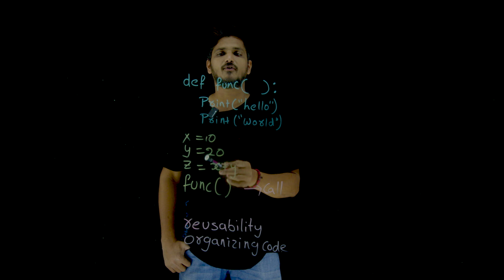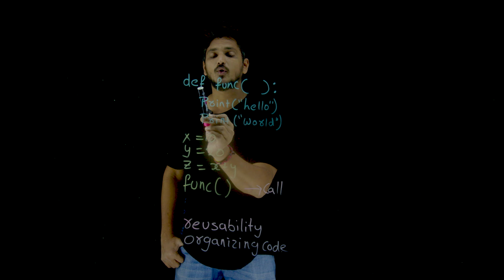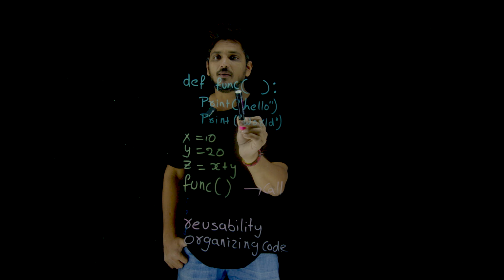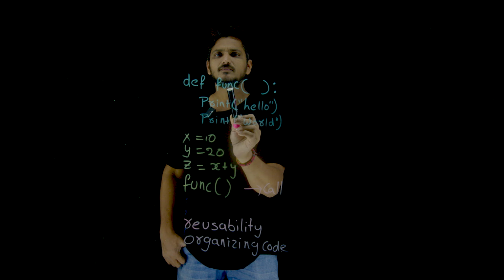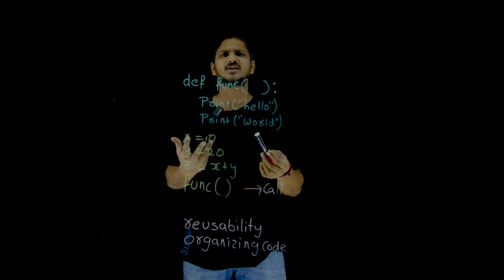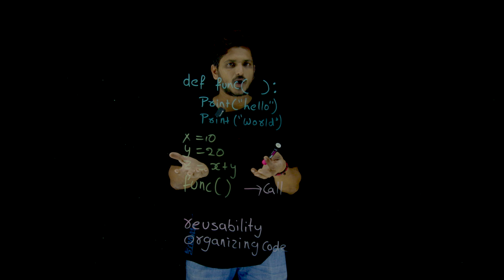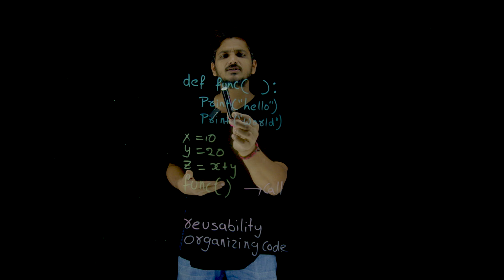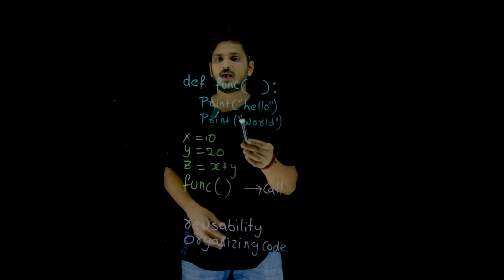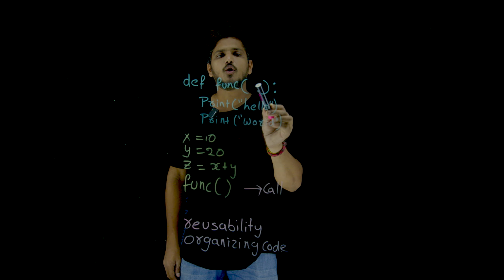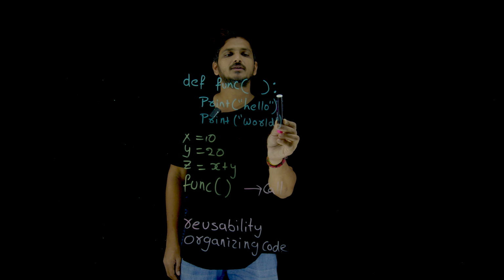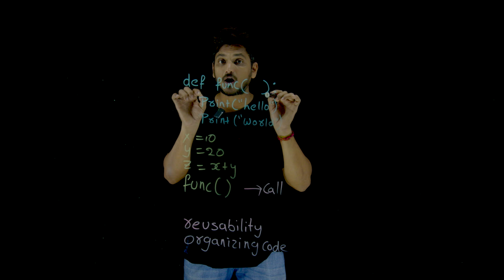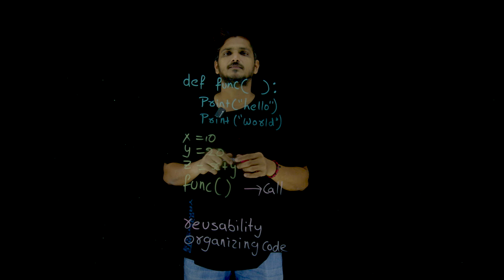If you want to define a function, this is the keyword we use: def, for define. Define, space, function name. You can write any function name; X is a function name, Y is a function name. For understanding purposes, we have written func as the function name. After the name, followed by open brackets, closed brackets, then followed by a colon. This is the definition of the function. This is how you have to write the function.